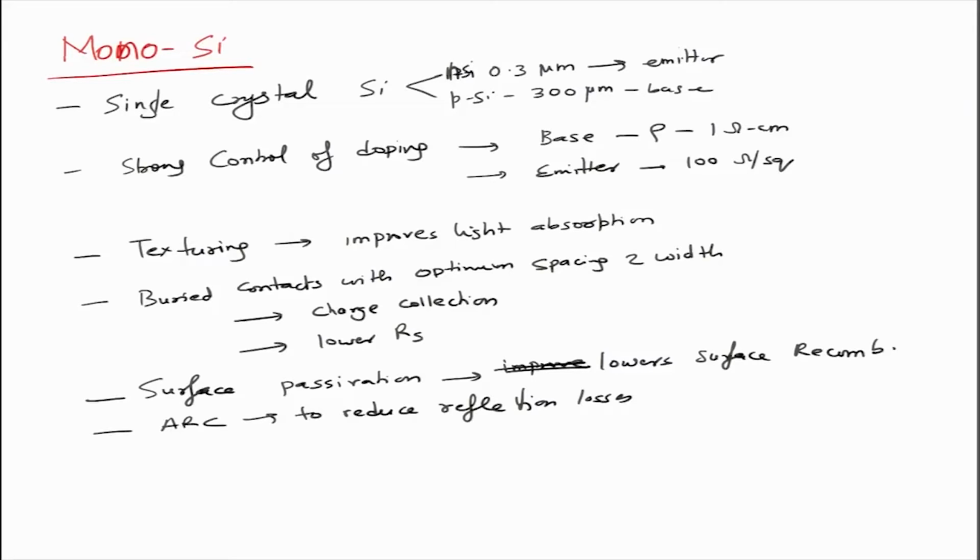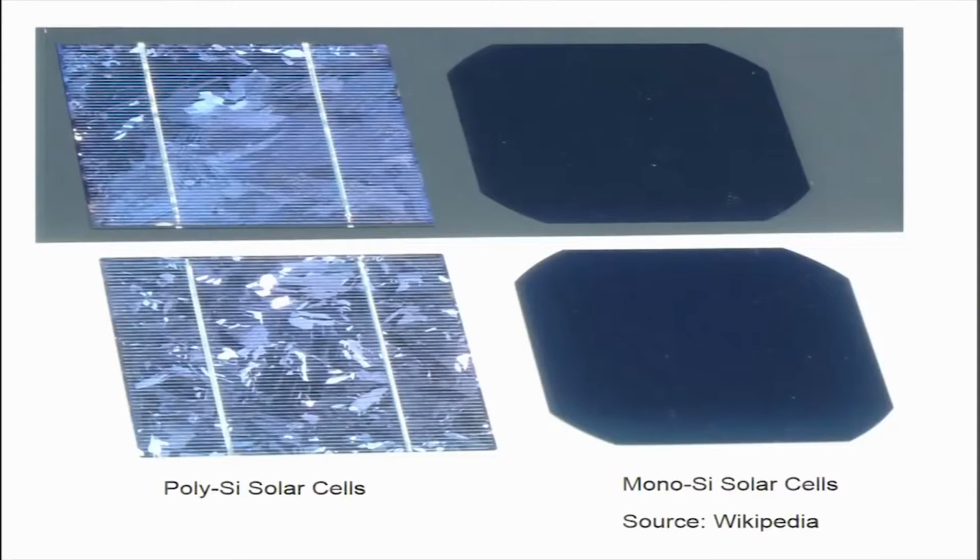So, this is about monosilicon. Now, let us move on to polysilicon solar cells. When we look at polysilicon solar cells, there are distinct differences between the polysilicon and monosilicon solar cell. This is taken from Wikipedia. The monosilicon solar cell is very dark, it has an absolute dark tinge, it does not have any grains. So, as a result, surface contrast is almost nil, it's a dark surface.